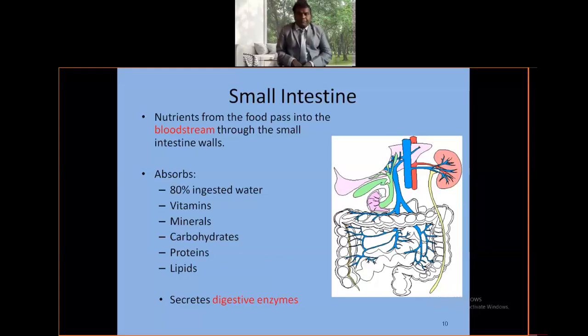I would like to give what the digestive enzymes are, which must have been taught already in the previous semester. The small intestine contains many enzymes like sucrase, maltase, lactase, DNase, RNase, all the digestive enzymes secreted from the small intestine. That is one of the important points.